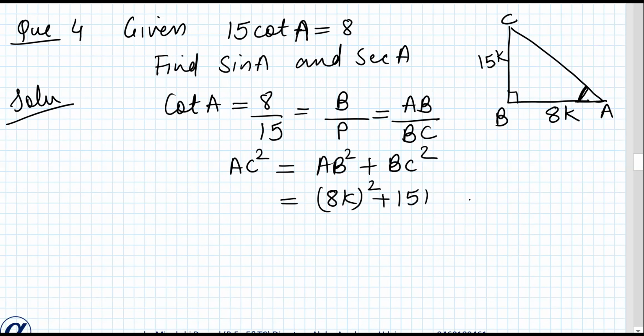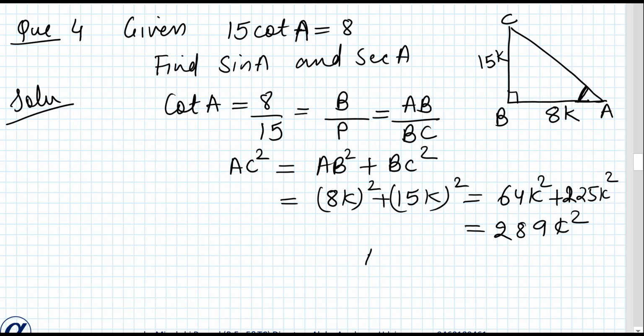That is 64 plus 225, so it is 289 K square, or AC is under root of 289 K square, that is equal to 17K. Yes, it's correct.